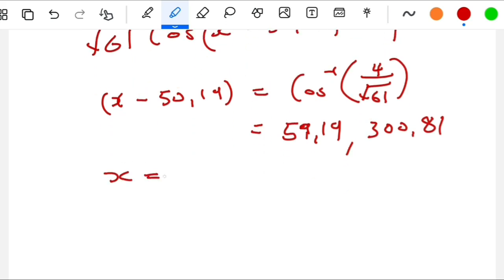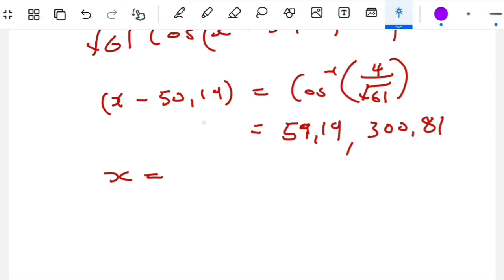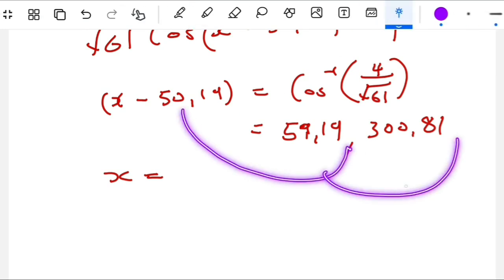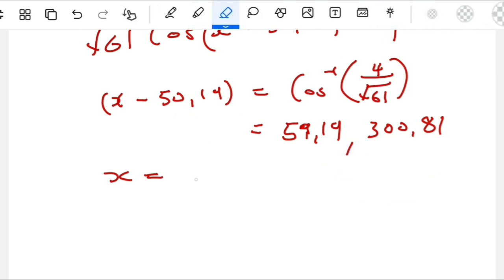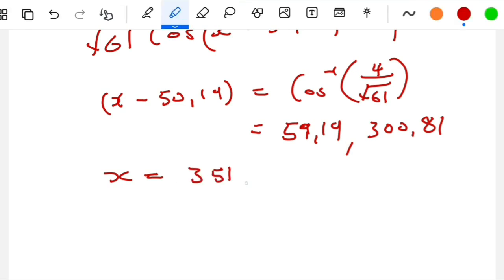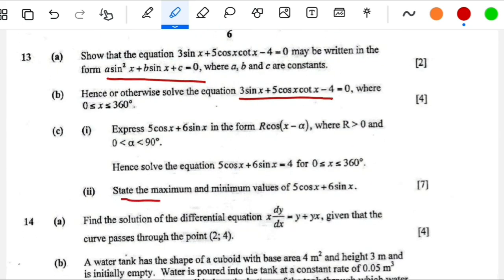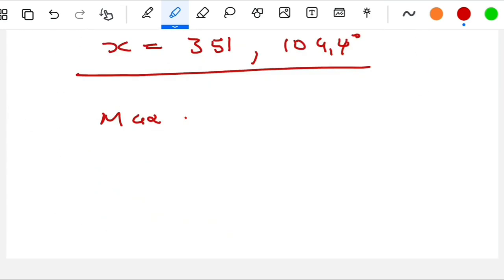Then x equals what? Taking this 50.19, add this side and this side, I'm going to get what? x equals 351 and 109.4 degrees. Item 2, we say state the minimum and the maximum values of that one. My maximum value equals root of 61, then minimum equals negative root of 61.